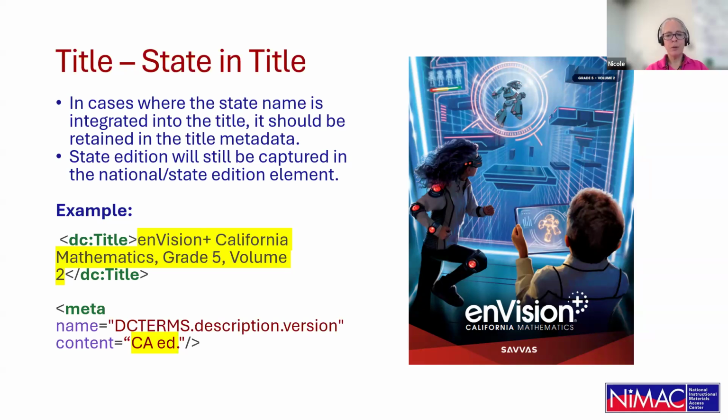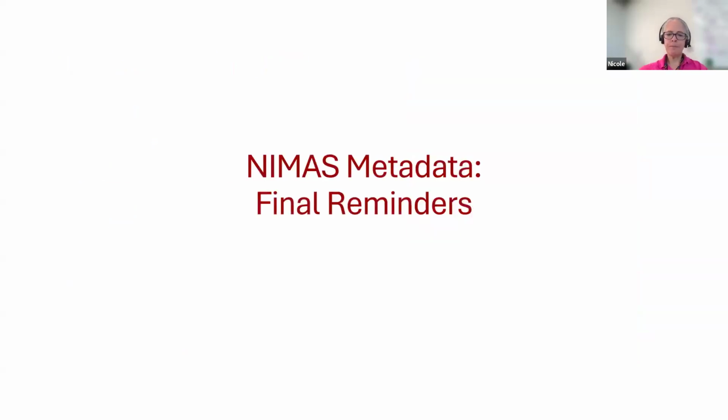We have Envision Plus, California Mathematics, Grade 5, Volume 2. And so we can see from the PDF that that California designation is actually in the title phrase, and so it makes sense to capture that both in the state edition metadata and in the title. And again, sometimes this can be very nuanced and confusing, so just feel free to reach out if you have any question about a specific title.